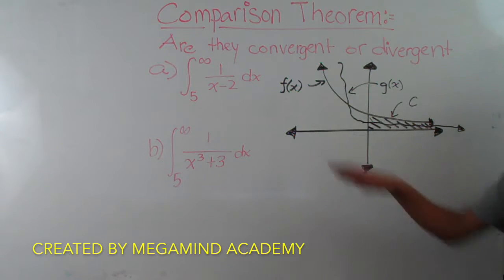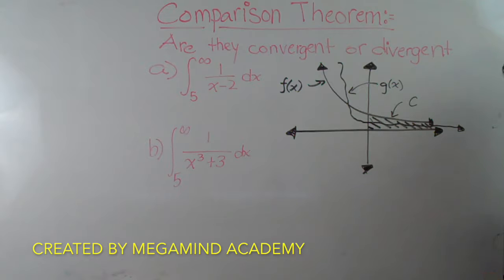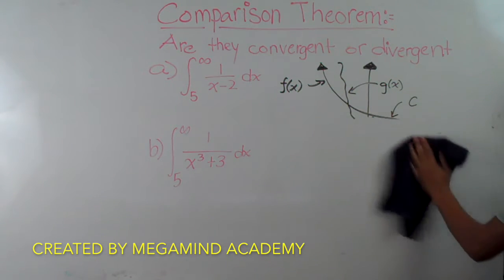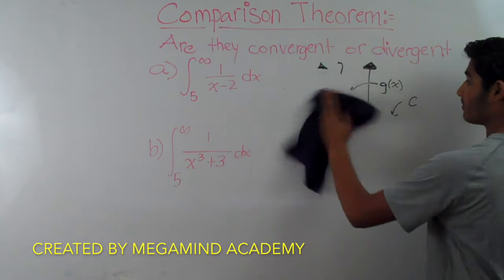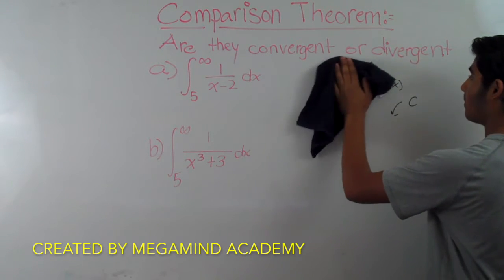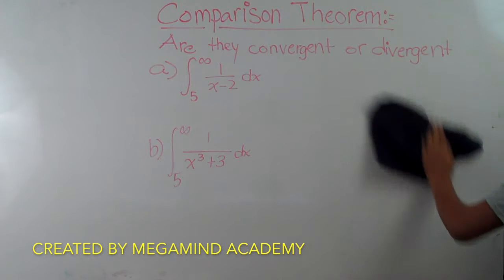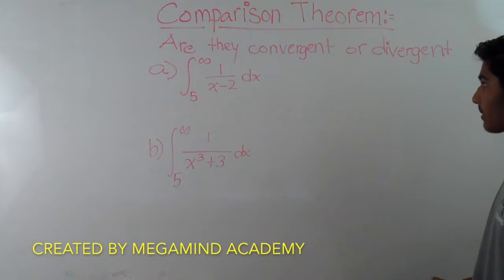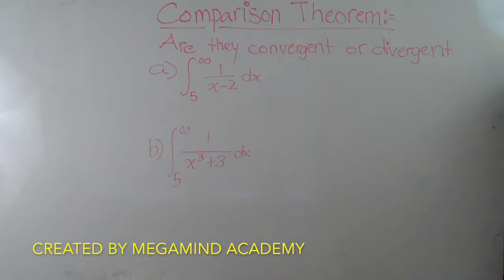So let's apply that to these two problems, but let's do it without graphing. We know what the comparison theorem is, but we don't know how to use it now. So let's see if we can figure out how to use the comparison theorem. Now, we don't have a graph anymore, so how do we state or identify the comparison theorem?